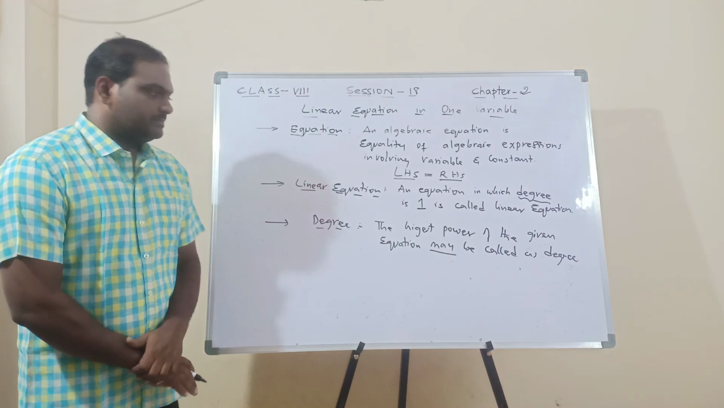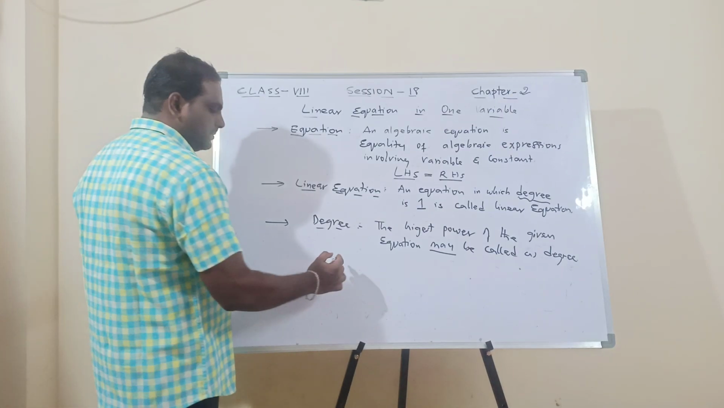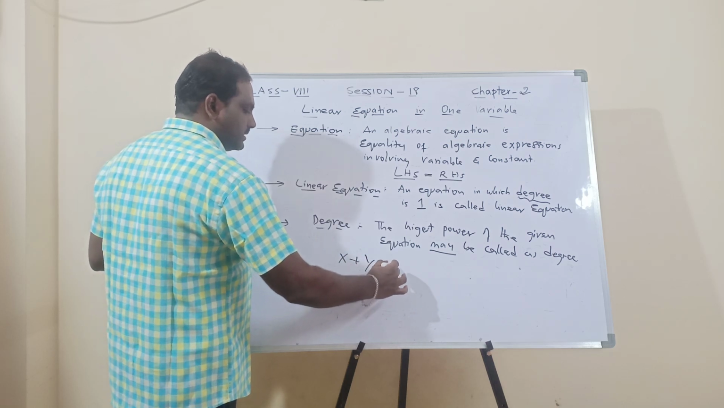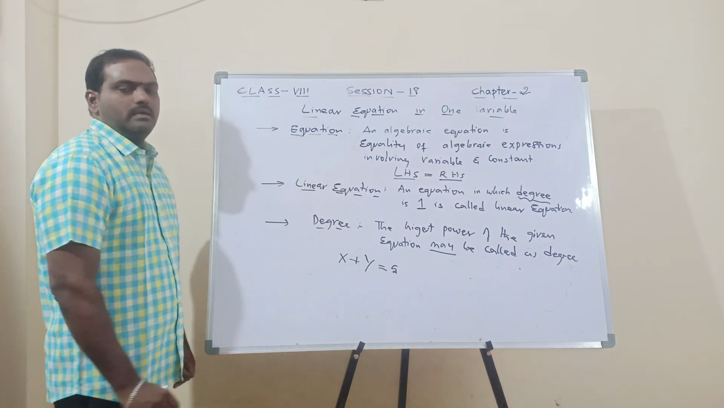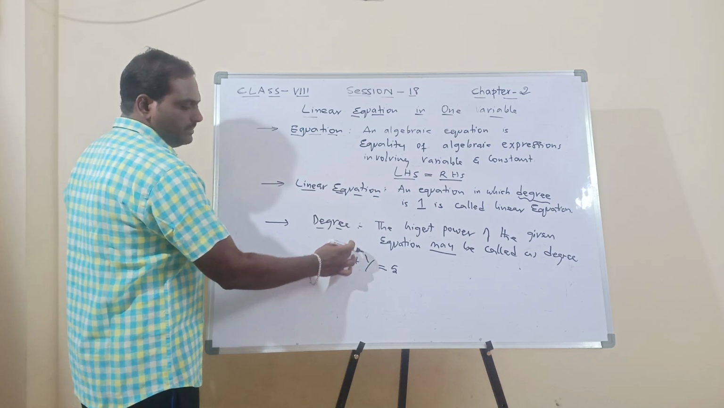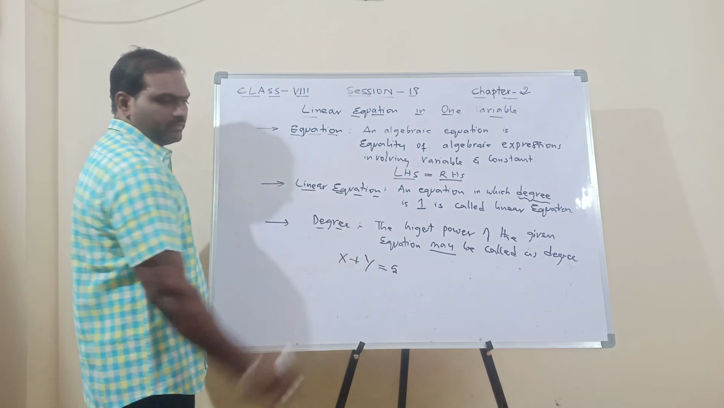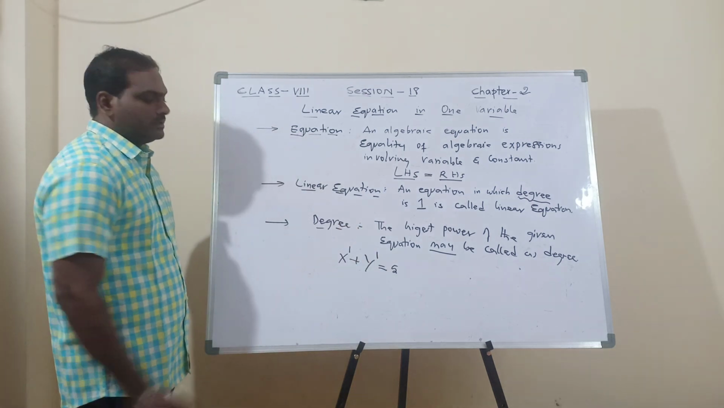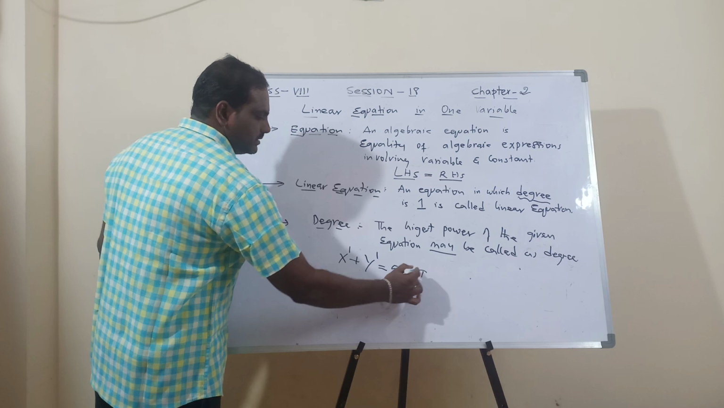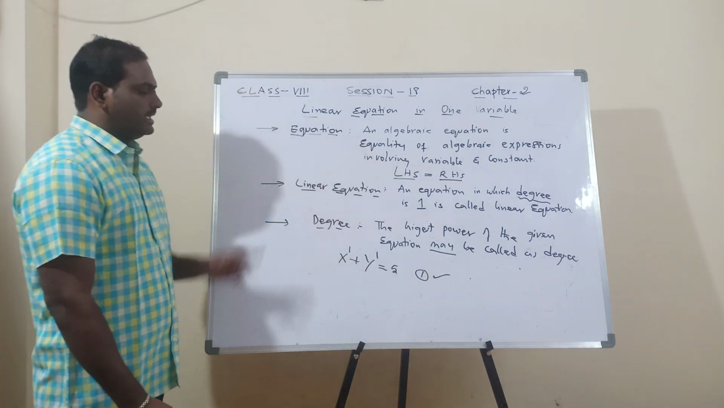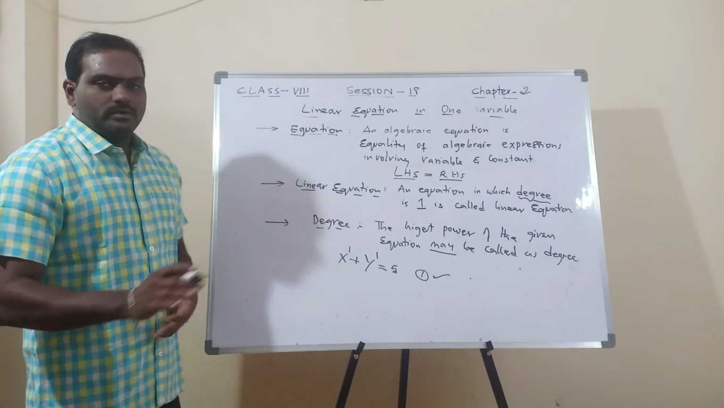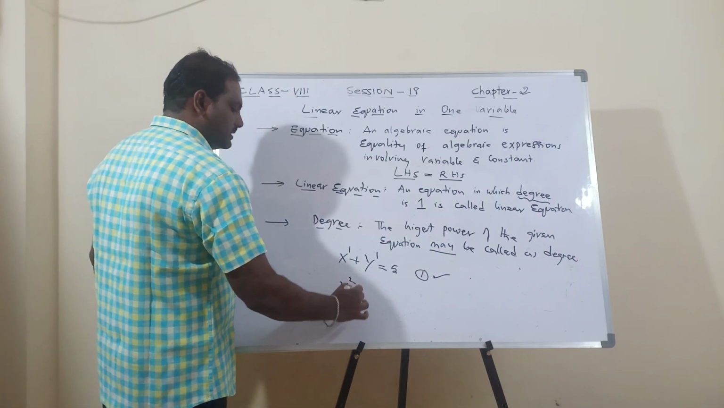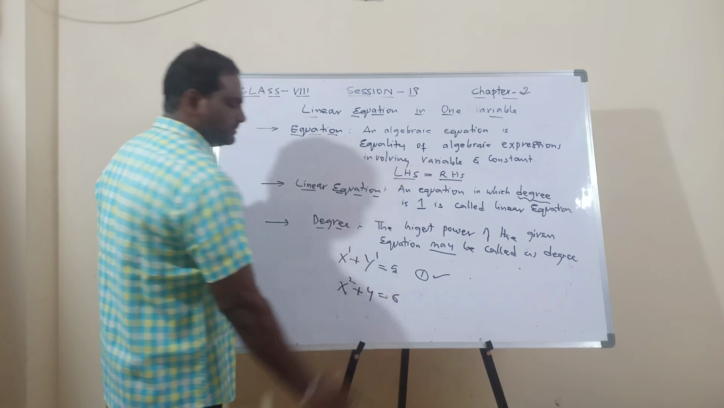So what is the power? I'll take one example: x plus y is equal to 5. What is the power? It is the number represented on the top of the variable. If nothing is given, we take it as 1. So what is the highest power? It is 1. Therefore this is called a linear equation. Suppose you don't understand, I'll give one more example. Look at this: x square plus y is equal to 6.